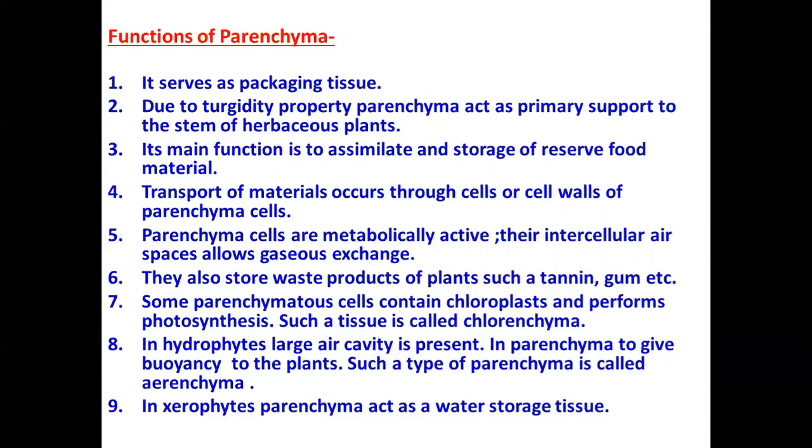Next, parenchyma cells are metabolically active. Their intercellular air spaces allow gaseous exchange. Next, they also store waste products of plants such as tannin, gum, crystals, resins, or inorganic waste, etc. Some parenchymatous cells contain chloroplast and perform photosynthesis. Such a tissue is called chlorenchyma. In hydrophytes, large air cavity is present in parenchyma to give buoyancy to the plants. Such a type of parenchyma is called aerenchyma.